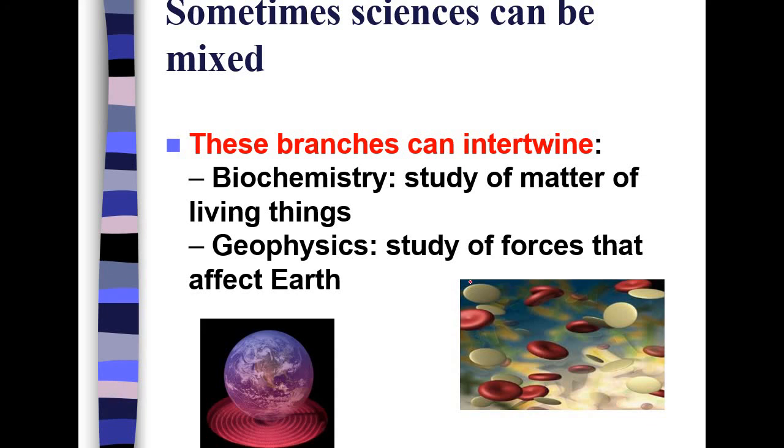We have also two branches. Sometimes science can be mixed. These branches can be mixed, like biochemistry. You mix biology and chemistry. You study chemistry when you study matter, while in biology you study living things. So when you study the matter of living things, this branch is called biochemistry.